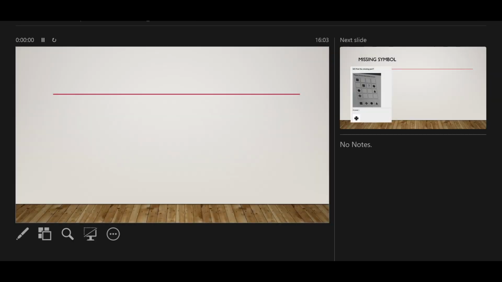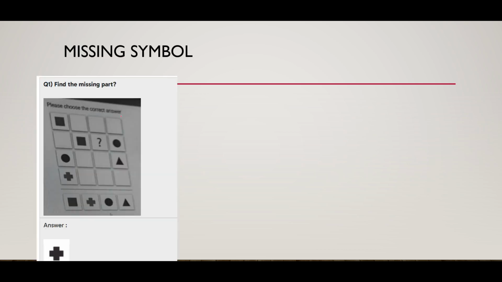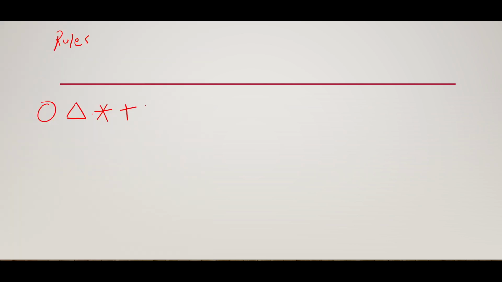First of all, this is a Sudoku game. Now in a Sudoku game, what are the rules? Let's discuss the rules. Suppose there are a total of 5 symbols. One symbol is a circle, then a triangle, then a star, then a plus. So these are the 4 symbols. And there is a square. So these will be the 5 symbols.